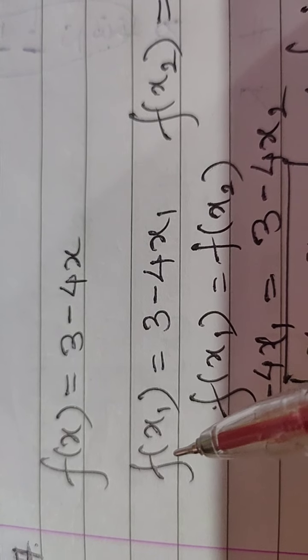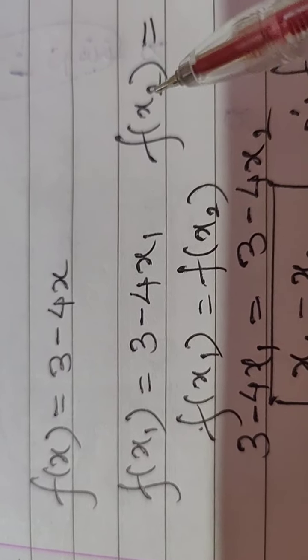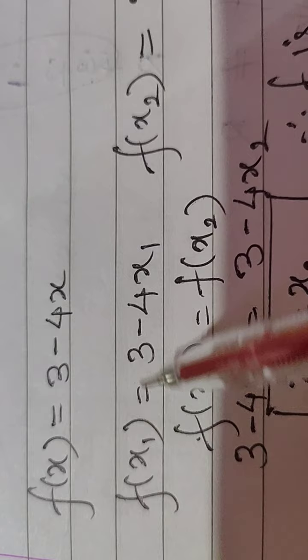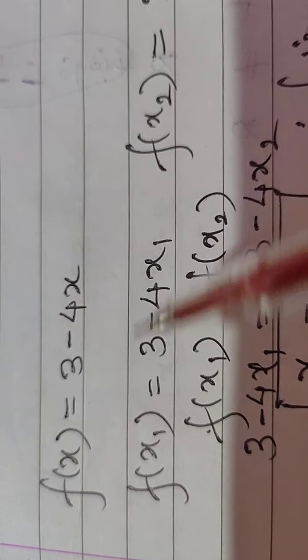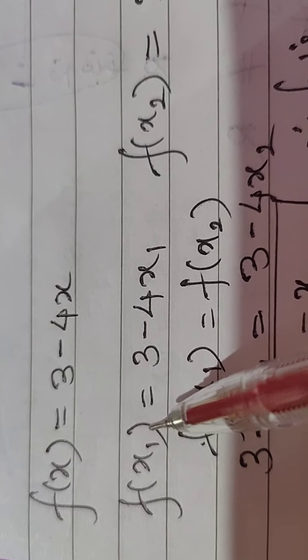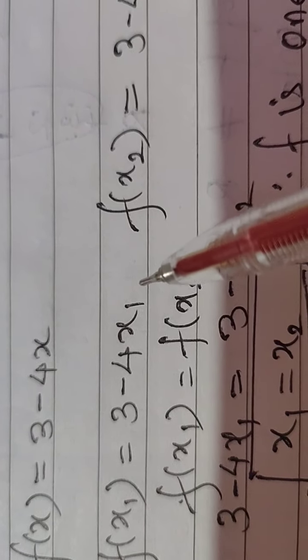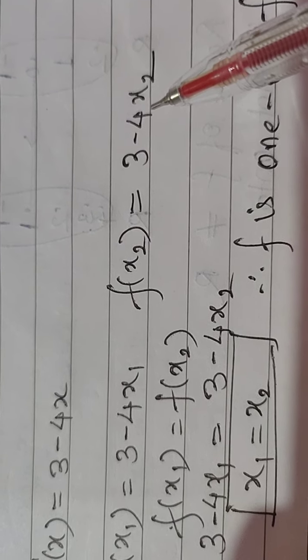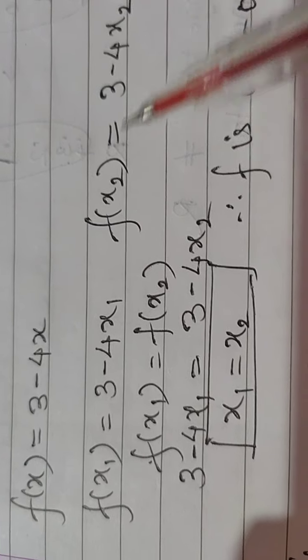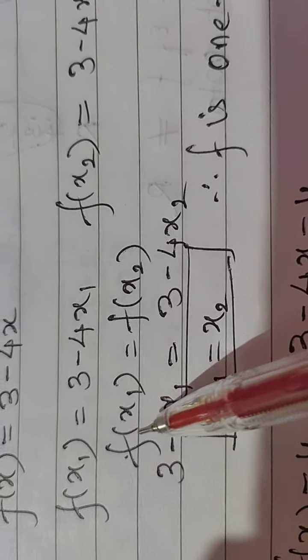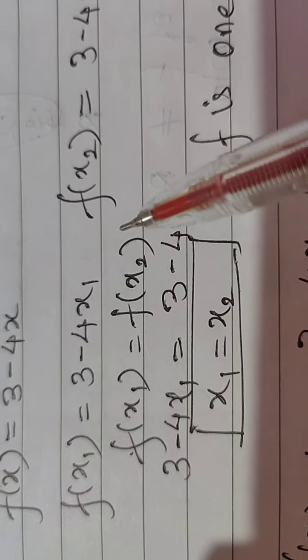We will find out f of x1 and f of x2. So f of x1 is 3 minus 4x1. Just replace x by x1. Similarly, we can write f of x2 as 3 minus 4x2. So 3 minus 4x1 and this is 3 minus 4x2. Now equate these two values. f of x1 is equal to f of x2.